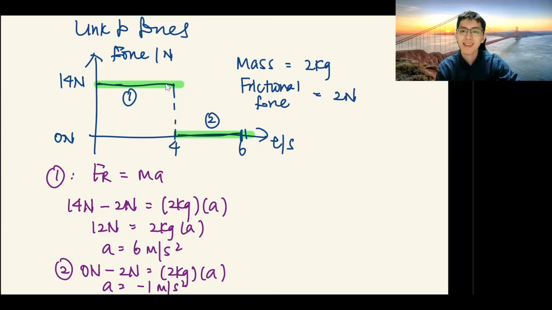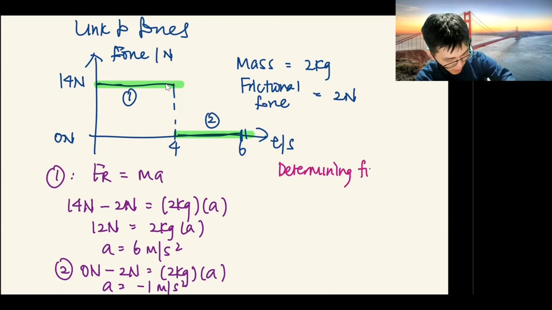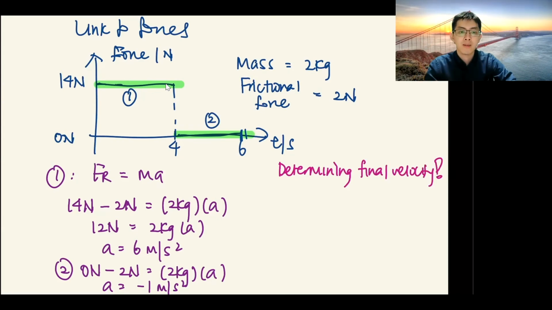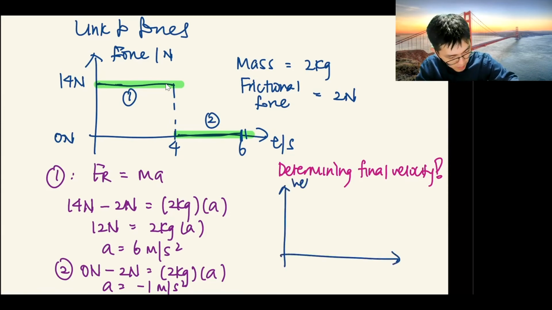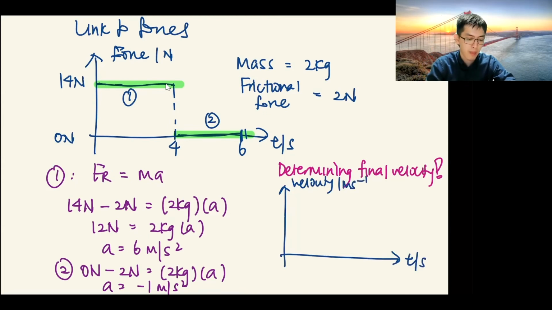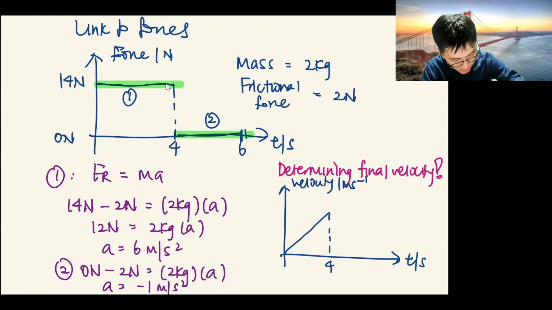Now, we need to find out the final velocity. How do I do this? Very simple. We sketch a velocity-time graph, with velocity in meters per second against time in seconds. How long did the object accelerate at 6 meters per second squared for? 6 meters per second squared for 4 seconds.